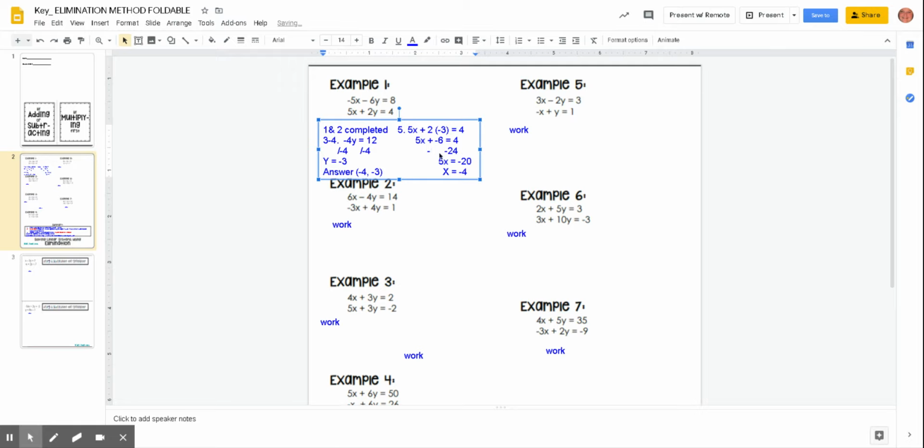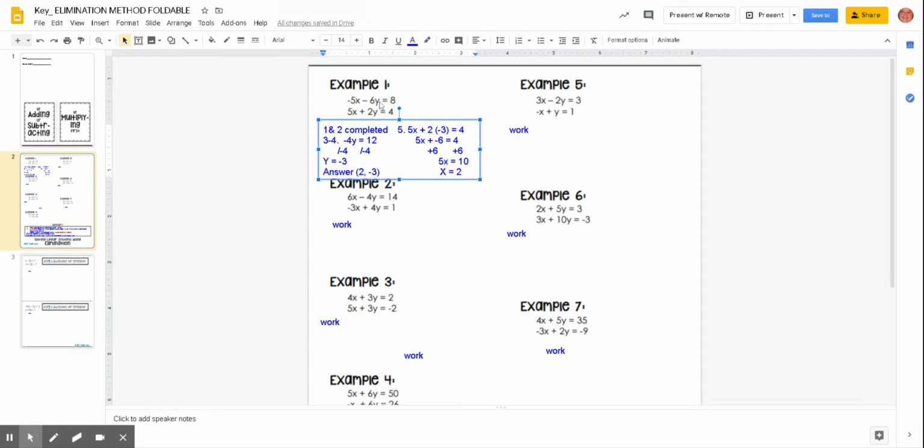Actually, +6 is what I'm going to take away from both sides. Which means 5x would equal +10, making our x value 2. Let's check this answer.